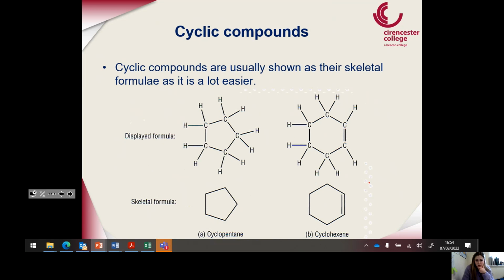Cyclical compounds, you're deleting all the carbon and hydrogen bonds, aren't you? Delete the carbon atoms, delete the hydrogen atoms, draw what's left. So here you can see we've got 5 carbons in a ring, so we're going to have a pentagon. Here we've got 6 carbons in a ring, so we're going to have a hexagon. And to show the double bond in a skeletal formula, in any kind of molecule, just draw a double bond like that.